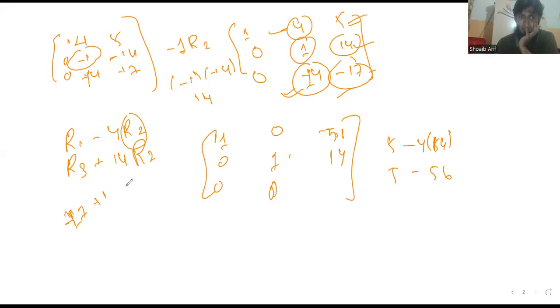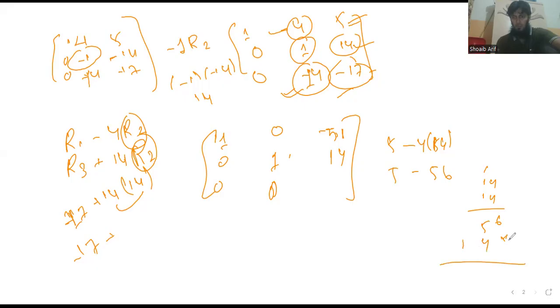minus 17 plus 14 into R2. The element of R2 is 14, on top of the 17. So minus 17, then plus 14 into 14. What is the value of 14 into 14? The answer is 14 squared, which is 196. 196 minus 17 is 179. So we write 179. Okay.